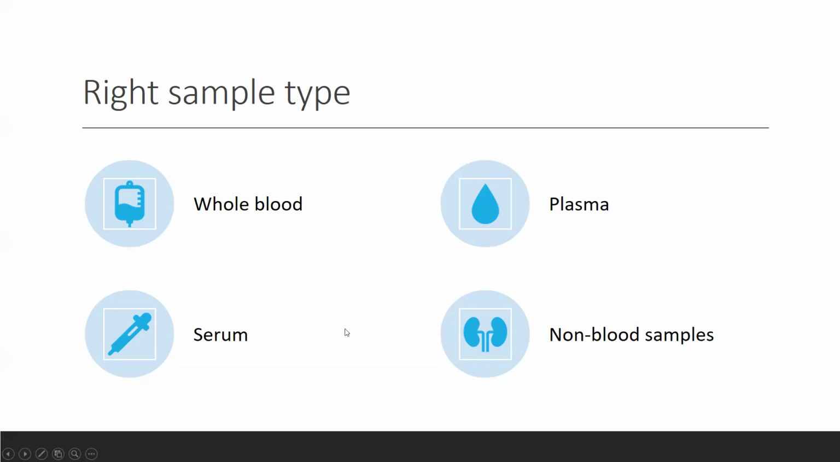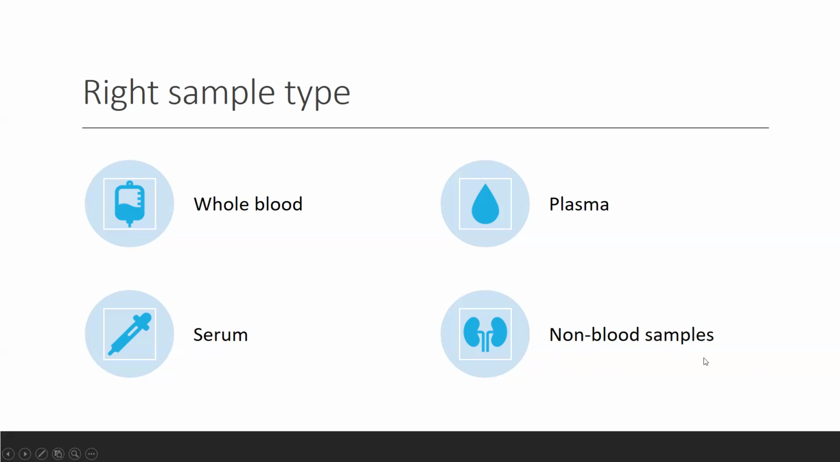The classical example of using plasma instead of serum gives you an extra band on protein electrophoresis, which represents fibrinogen in the sort of early gamma or late beta region. We'll go on to this more in a later lecture, but it can look like an M protein in myeloma.